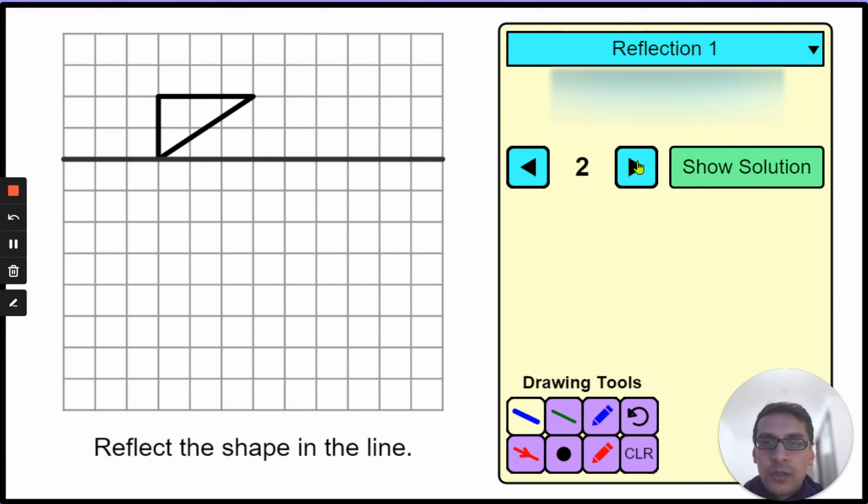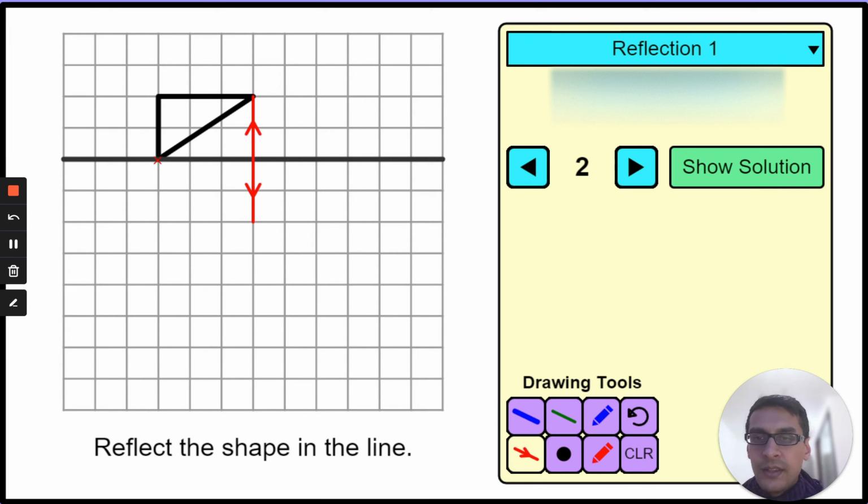So let's try another example here. Perpendicular, this time the mirror line is horizontal. So pick a vertex and you can go in a perpendicular direction to the shape in one direction, and you do the same in the opposite direction.